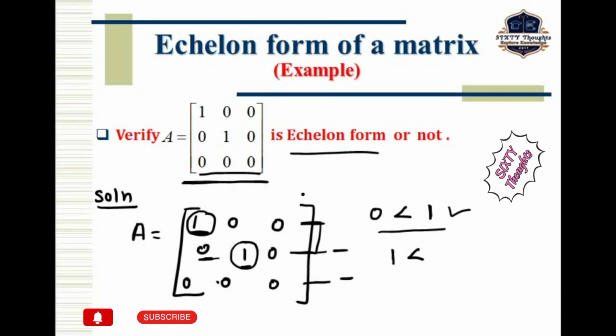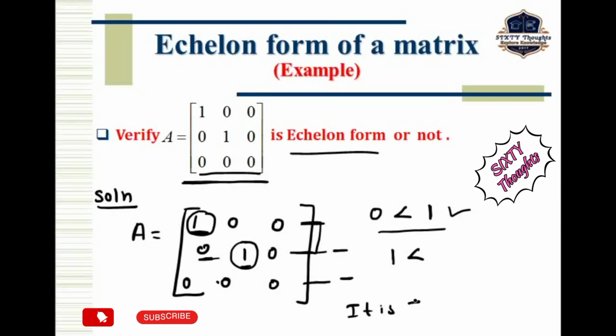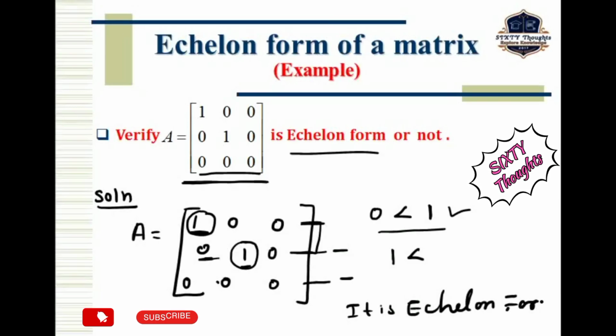Which means this matrix satisfies the echelon form conditions. Therefore, the given matrix is called an echelon matrix. That means it is in echelon form.